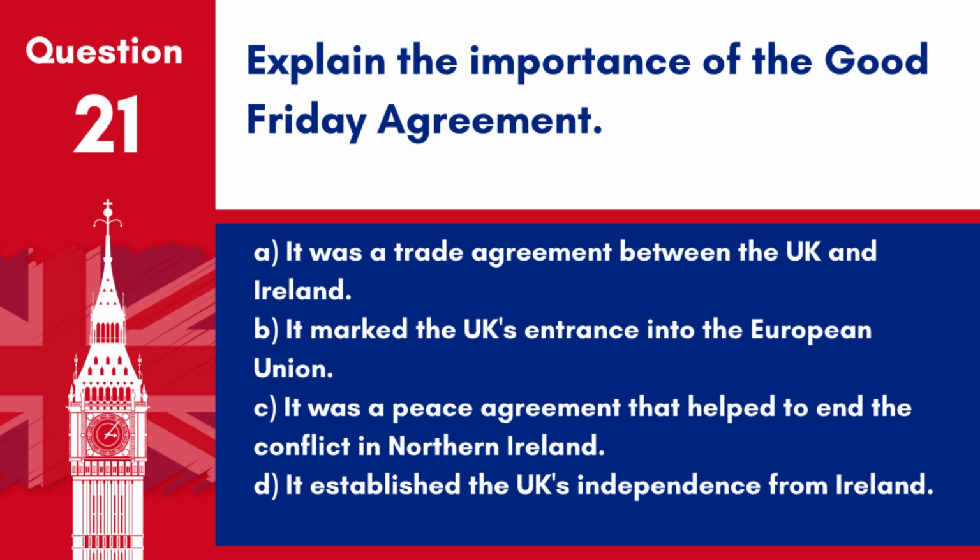A. It was a trade agreement between the UK and Ireland. B. It marked the UK's entrance into the European Union. C. It was a peace agreement that helped to end the conflict in Northern Ireland. D. It established the UK's independence from Ireland.